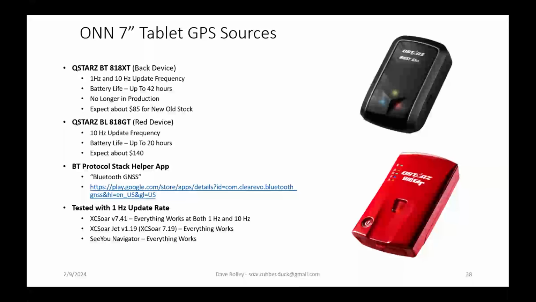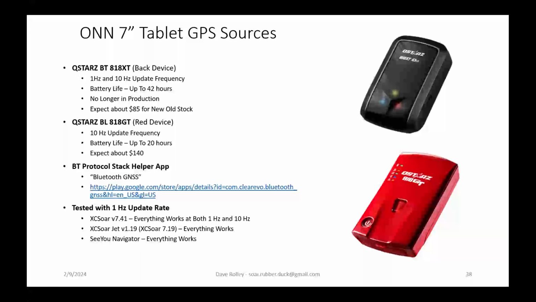Okay, the GPS sources. I've got the little one on top, the black one. That's called a QStar 818. It has 1 hertz and 10 hertz update frequency for the GPS data. Battery life up to 42 hours. Unfortunately, it's no longer in production. Expect to spend about 85 bucks for it for new old stock somewhere, and they are starting to disappear. I've had mine for probably 5 years, and it just works.